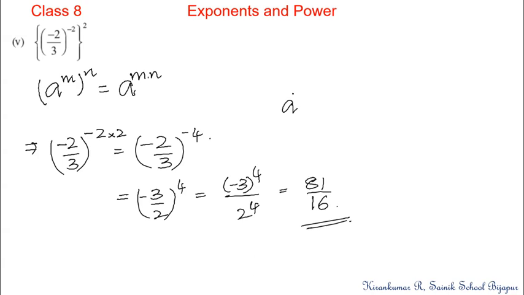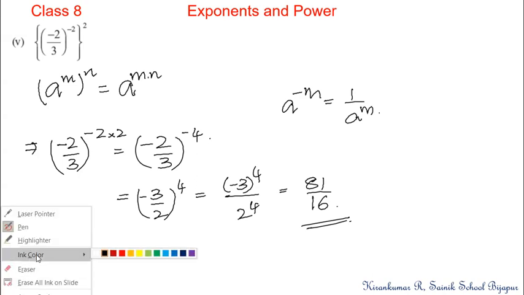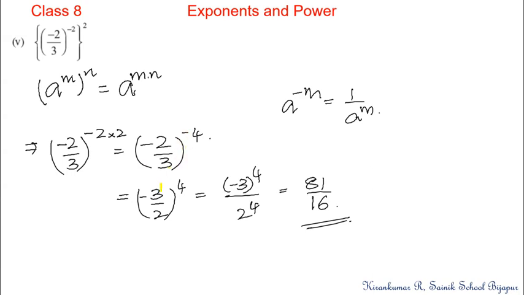We have made use of a to the power of minus m is equal to 1 by a to the power of m. You can just think, why did we write this step after this step? You can just think over that.